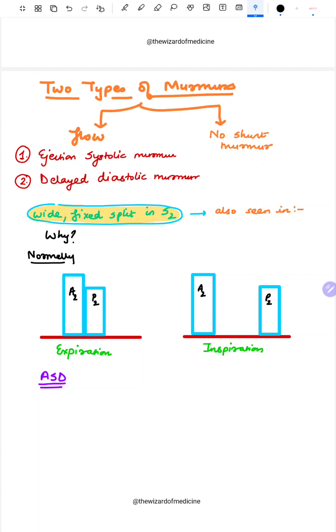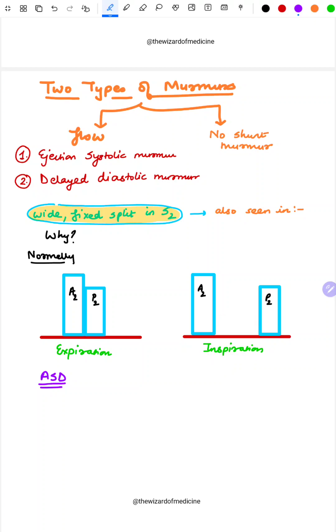Now why is this happening, that during inspiration you hear a split, but during expiration there is no split? Normally, when you are inspiring there is increased venous return to the heart, because of the increased negative intrathoracic pressure, and so more blood will be entering the right atrium during inspiration. That will reach the right ventricle, and then the pulmonary artery. Hence the pulmonary artery during inspiration is receiving more blood, hence the delayed closure, hence this split.